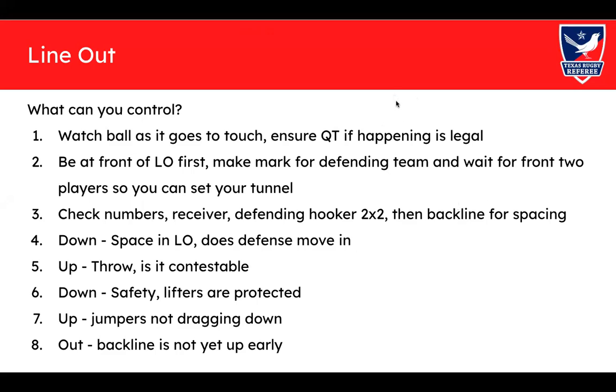So I'm going to go through again. This is what I do when I go to a line out. So ball's going to touch. When it goes to touch, you can hope your AR is watching. If you've just got touch judges, you want to watch that ball. Make sure that if there's going to be a quick throw, you're in position. So knowing in law what can prevent a quick throw, anybody wants to post in the chat and let me know what can prevent a quick throw. I would love that. Just drop it in there. What prevents a quick throw from being taken at a line out?